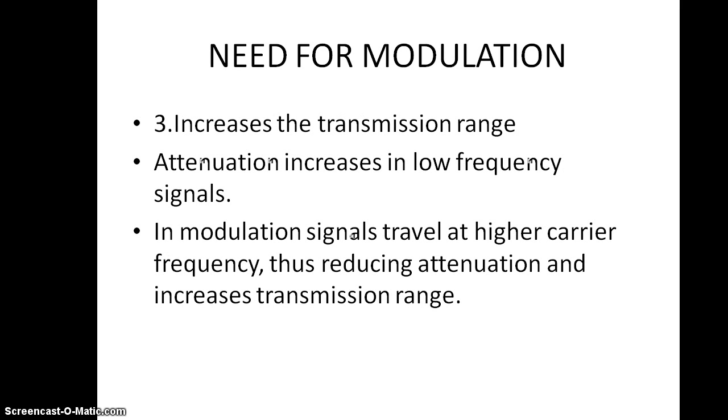Modulation also increases the transmission range. We know that the attenuation of a signal increases at low frequency. So if you want to decrease the attenuation, we have to go for high frequency signals. Any baseband signal modulated using a high frequency carrier will result in a decrease in attenuation. Thus the attenuation is reduced, and since we are using a high frequency, we can increase the range of transmission.